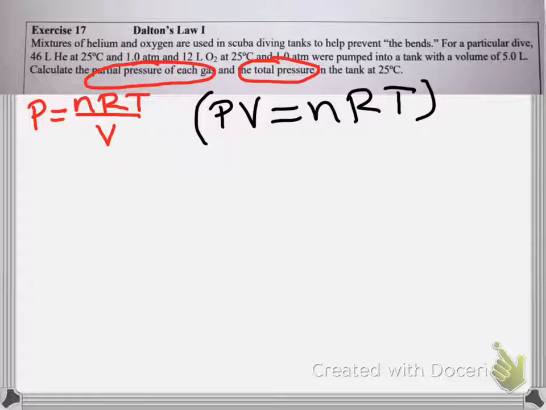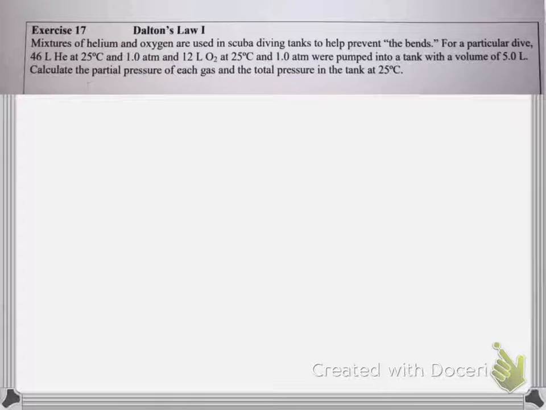In order to calculate our total pressure, we need our moles, which we don't have. So this is a question mark. We're going to need to figure out how to do that. We have R, we have T at 25 degrees Celsius, and we have volume at 5 liters. So in order to calculate our total pressure, we need to figure out our total number of moles. So let's break down exactly what we have.